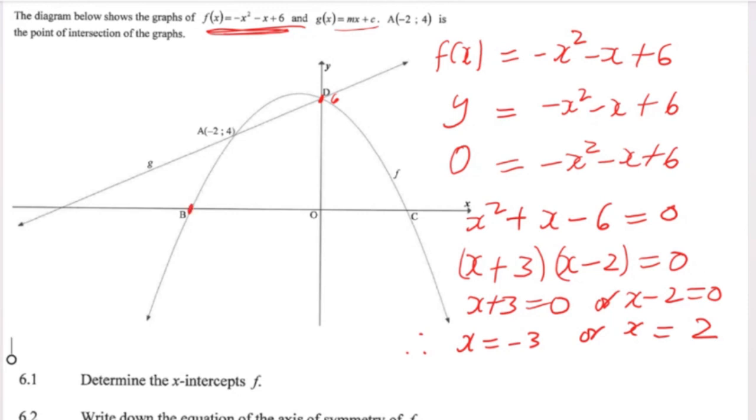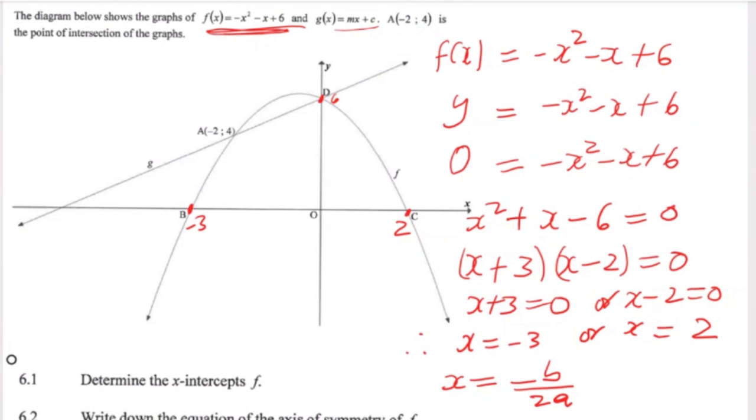Your B is -3. Your C is equal to 2. Okay, you've got that one. They say write down the equation of your axis of symmetry. We know the axis of symmetry is x is equal to minus b over 2a. Okay, so now what do we do?